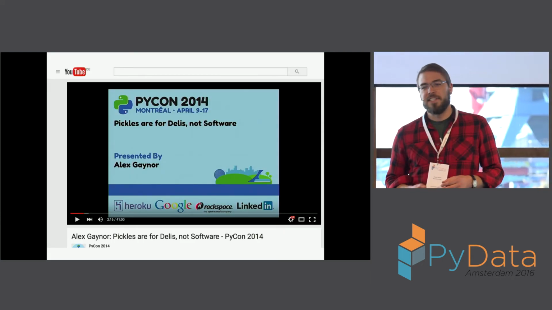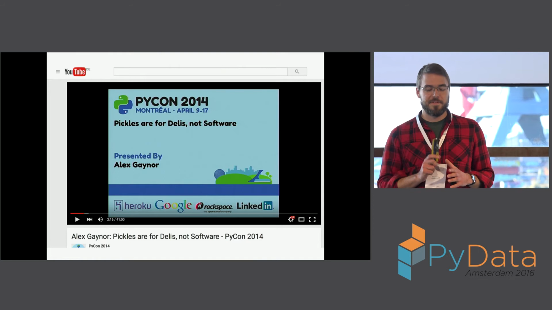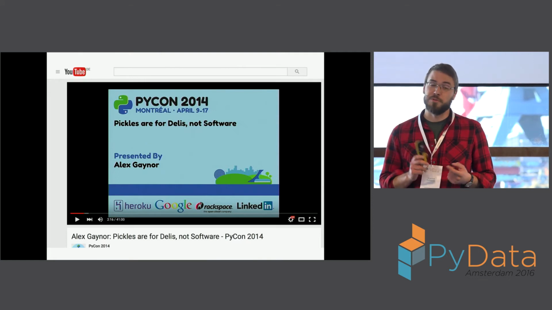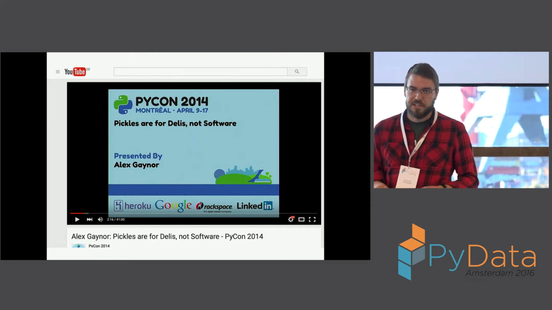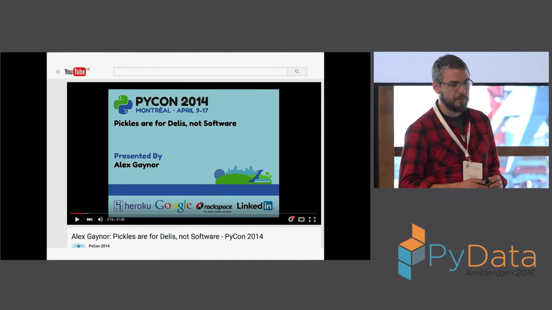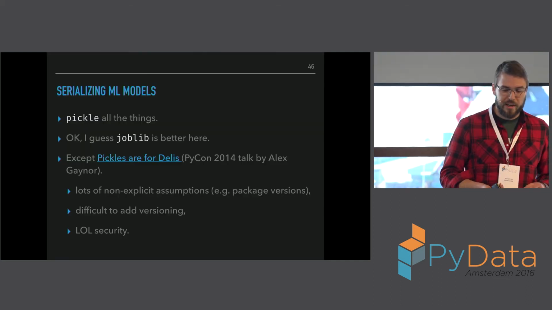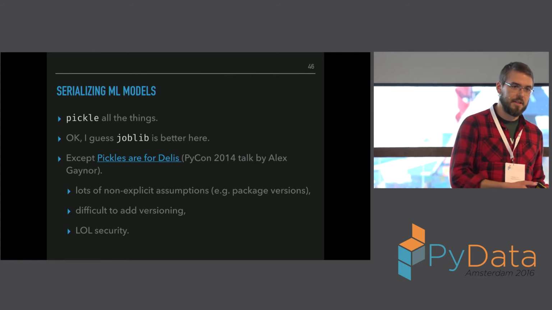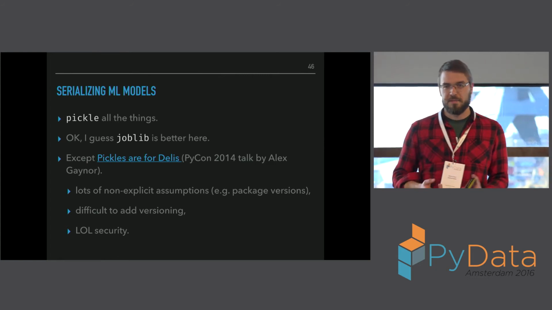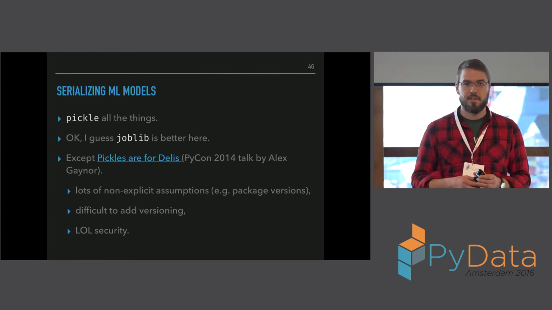But more importantly, there are many more involved and more important reasons that using something like pickle, but also joblib, has the same problems. It's not always a great idea. And there was a great talk at PyCon 2014 explaining everything. The main problems are that by using something like this, you have lots of non-explicit assumptions about what you're doing.